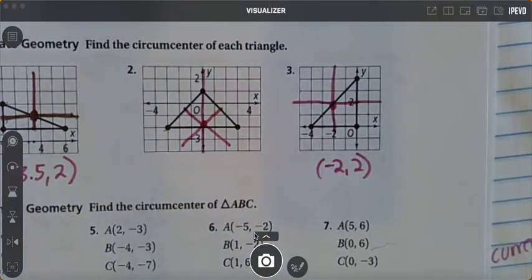Yeah, you're trying to find the middle. That's what the circumcenter is. Like you're trying to find the middle and draw where they meet. Sometimes it's on the triangle, sometimes it's in the triangle, and sometimes it's outside of the triangle.